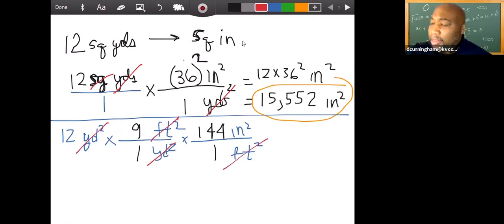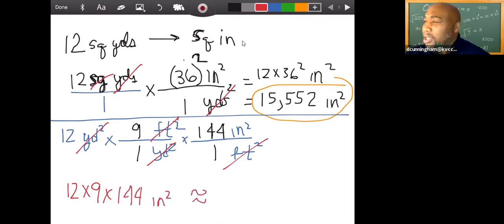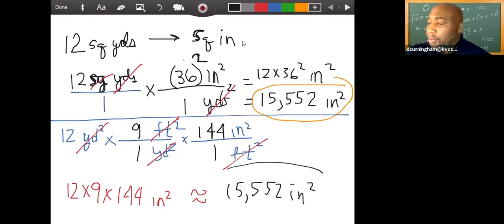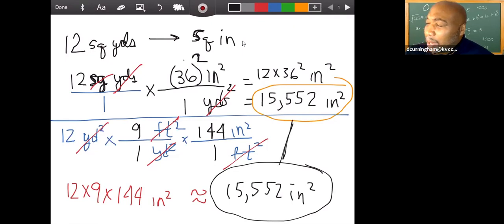So when we do the math, 12 times 9 times 144, and we have inches square, that will give me, I think, 15,552 inches square, and that's how we want to write it. And then we'll circle it. And notice we get the same answer, even though we had to do another unity fraction. So the unity fraction could be 1, or you could do 2 unity fractions, or 3, depending upon what you know as far as the conversion rate there.